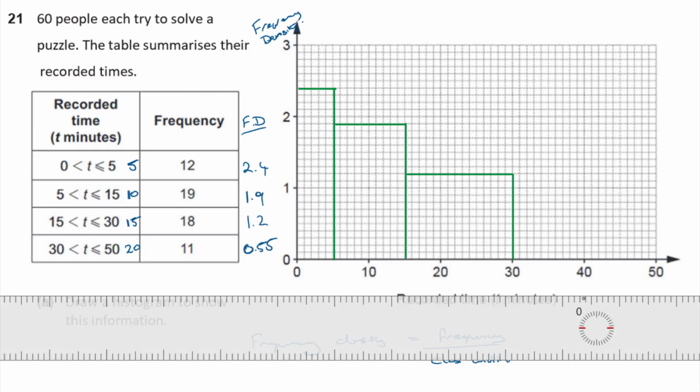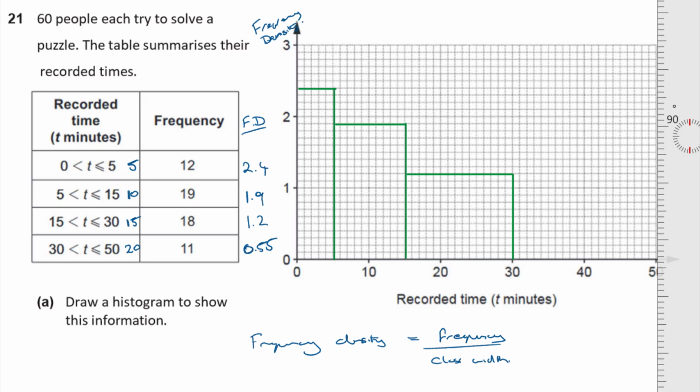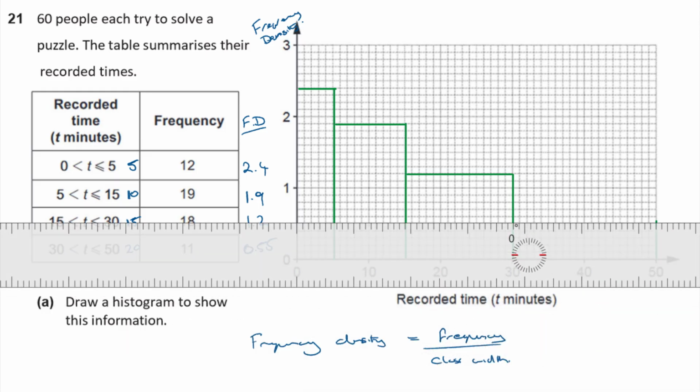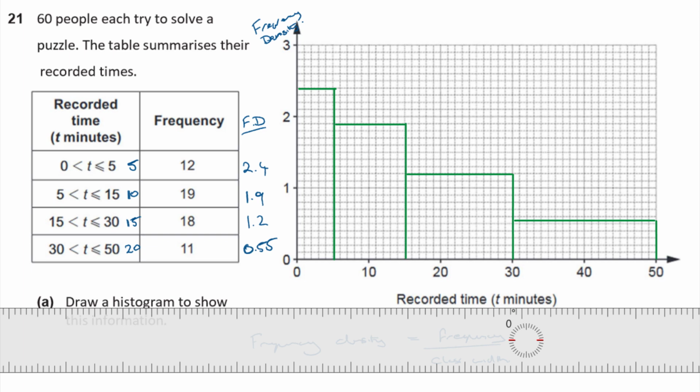And then finally 30 to 50 has a height of 0.55, halfway between 5 and 6, so 2, 3, 4, 5, 5.5, like that. Okay, I'm happy with that.